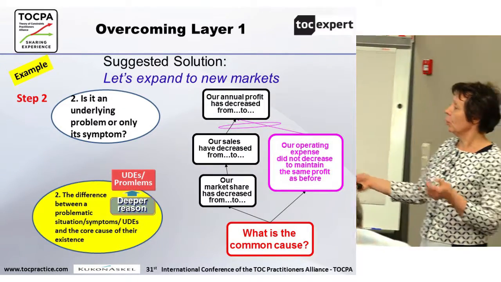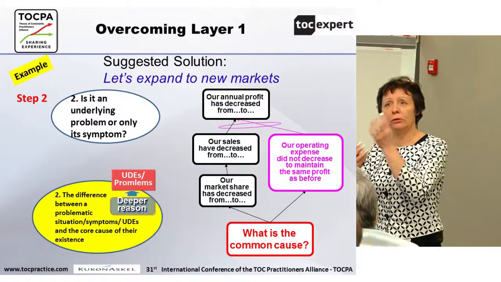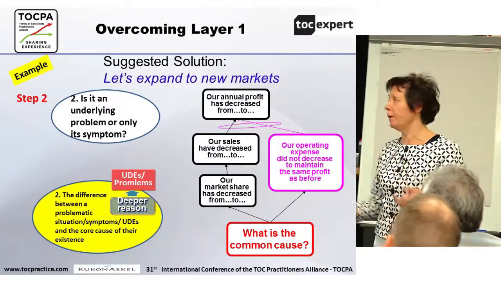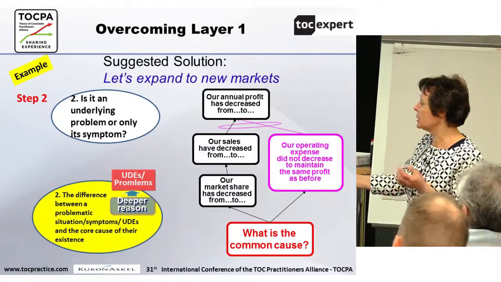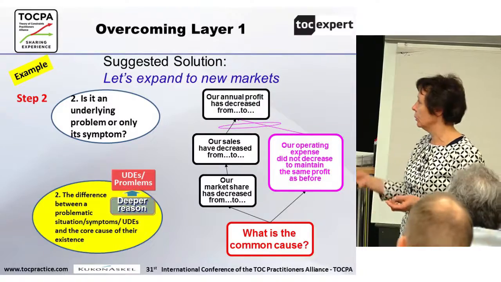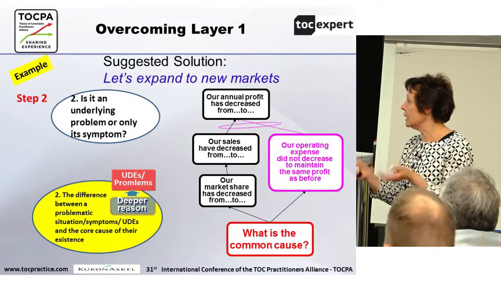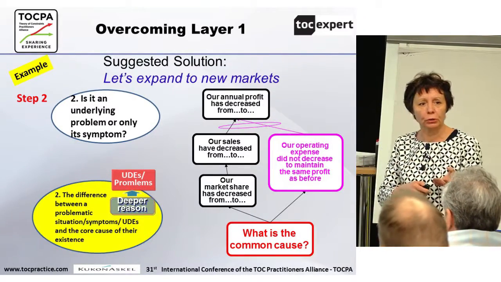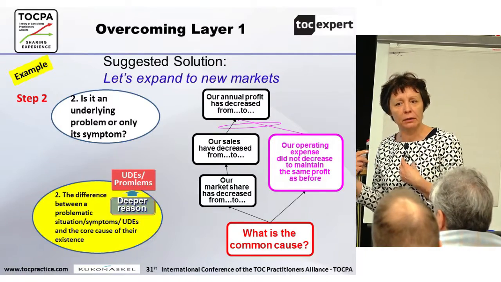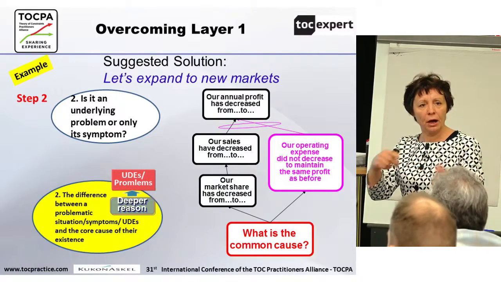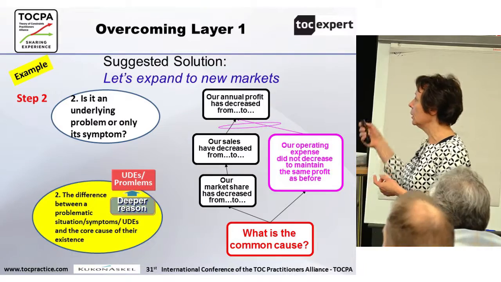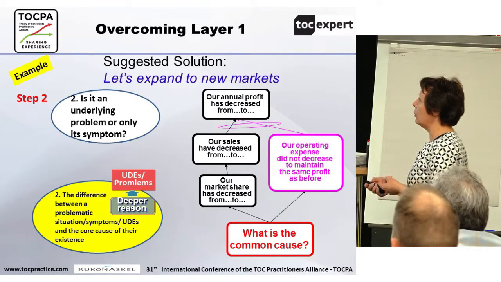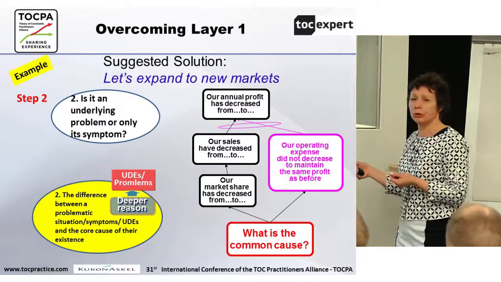What we are trying to do right now is build the logical connection from what we have found. Our market share has decreased. This leads to our sales having decreased. This is what we already discovered a moment before, right? Now we're putting them in a logical structure. This leads to our annual profit having decreased.